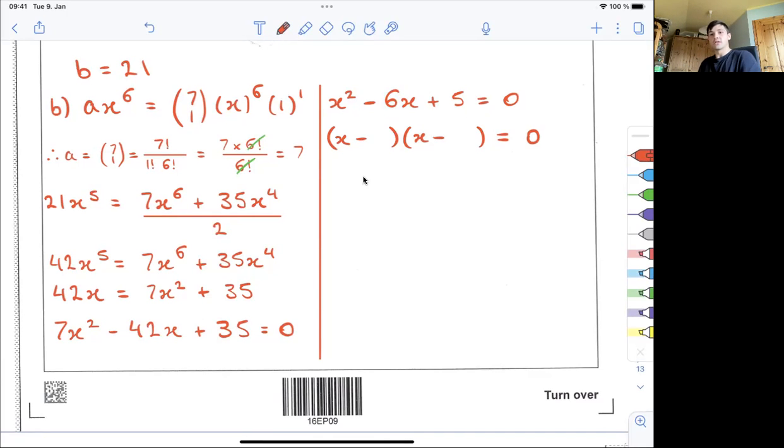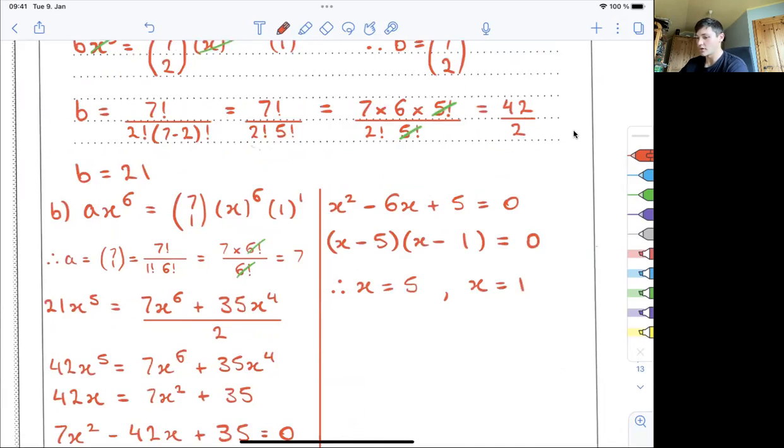And we think, what are factors of 5 that add up to 6? It's quite fortunate 5 is a prime number. It only has 5 and 1 as factors, and 1 plus 5 is 6. So we get x minus 5 and x minus 1 is equal to 0. Therefore the possible values of x are x is equal to 5 and x is equal to 1. And there is the answer to part B. And question 6.